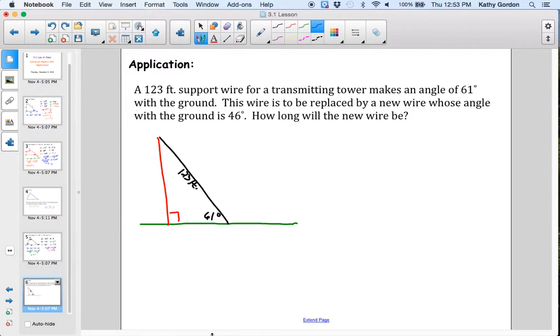No. Which one's going to give me a 46 degree angle compared to the 61 I have right now? It's going to make the angle with the ground, but I want to know, will I attach to the ground closer to the tower or farther away from the tower? Farther away. So in order to get a smaller angle here, I'm going to have to be farther away from the tower.